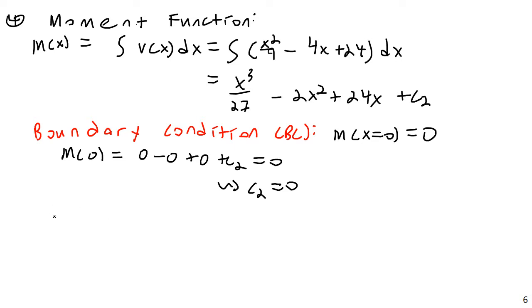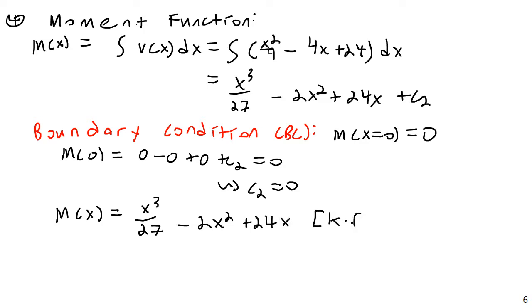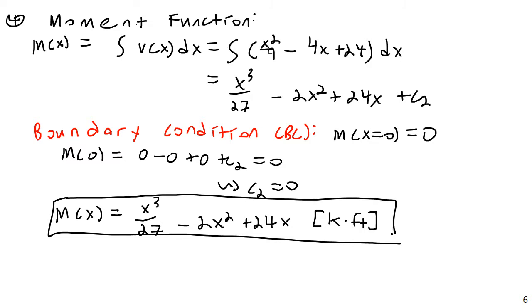Big surprise. So M as a function of x then is equal to x cubed divided by 27 minus 2x squared plus 24x, and this will be in kip feet. All right, so now I have a simple function, a simple polynomial where I can put in any value of x and I'll have the shear and moment there. Questions on this so far?